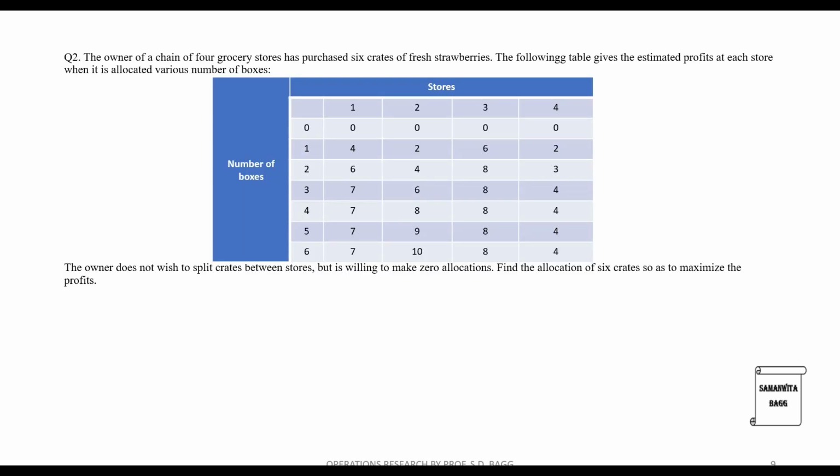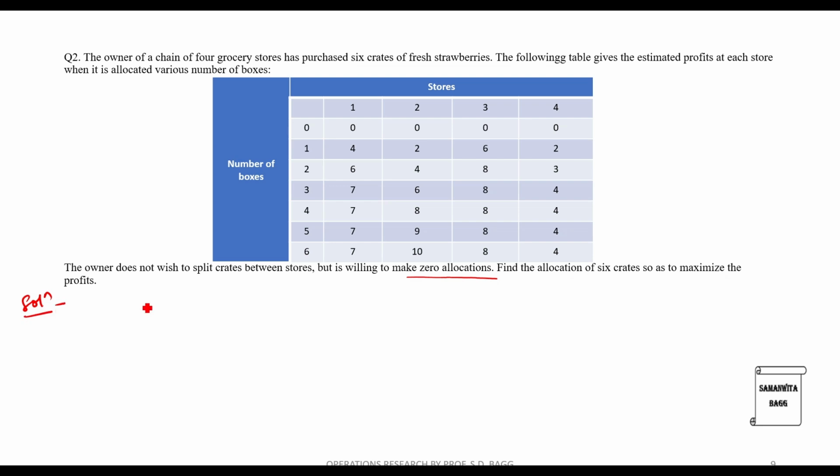The owner of a chain of 4 grocery stores has purchased 6 crates of fresh strawberries. The following table gives the estimated profits at each store when it is allocated various number of boxes. So here we can see there are certain stores given and certain number of boxes given to us. The owner does not wish to split crates between stores but is willing to make 0 allocations. This is important. Find the allocation of 6 crates so as to maximize the profit.